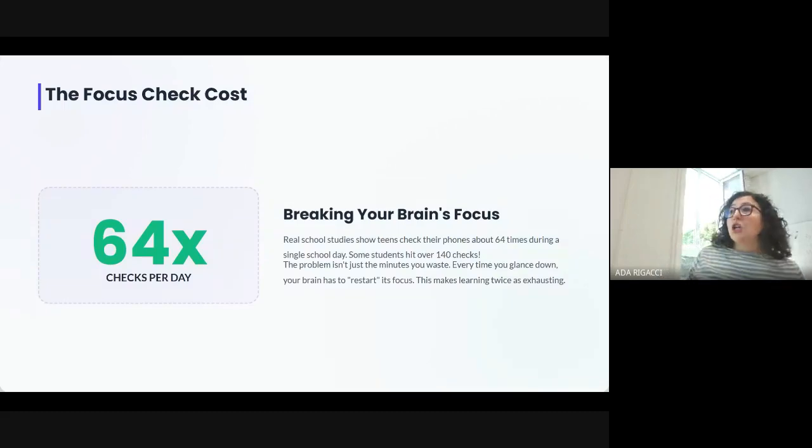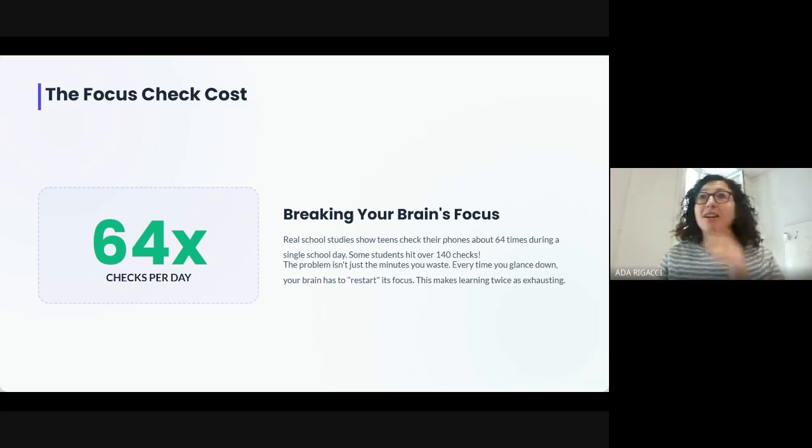So do you know on average how many times you look at your phone as a teenager? They've done some research. They say that we check our phone 64 times per day on average. But some students hit over 140 checks per day. And if you think about that, it's not a crazy number.